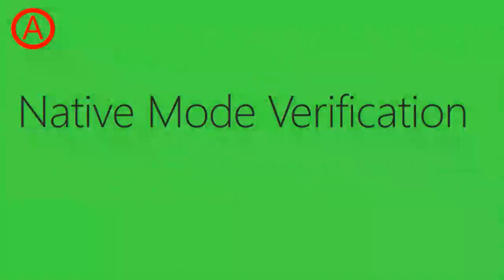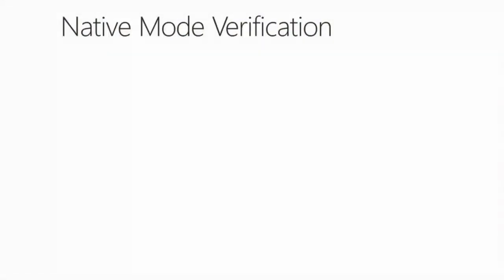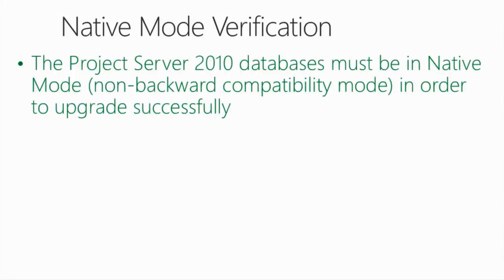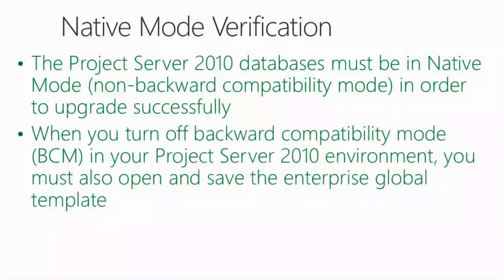So native mode verification. In that first section, a couple key things from a database perspective you have to take into account. One of them is native mode verification. Right? They must be in native mode in order for you to migrate it. And from a Project Server administrator perspective, that translates to backward compatibility mode. If you're in backward compatibility mode, you have to switch that off first before you'll be able to migrate the database. So, you have to turn that off. If you were in it, you have to turn it off, and then you can migrate the databases. You have to open and save the Enterprise Global after doing that.